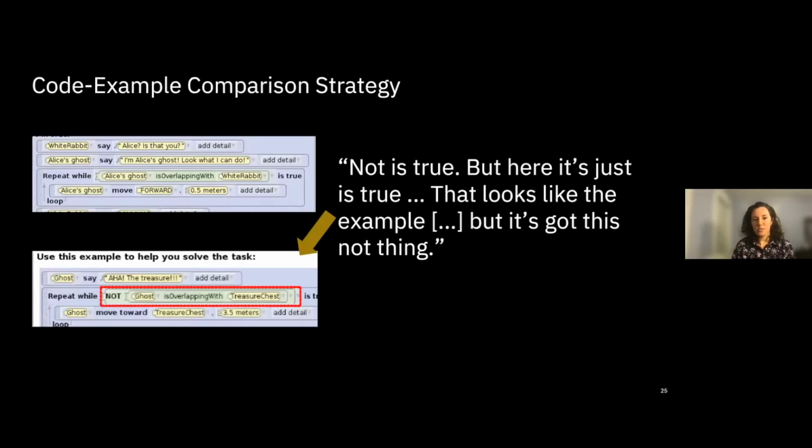And then finally, we noticed that participants who were successful often made comparisons between their own code and the example. One participant said, "Not is true, but here it's just is true. That looks like the example, but it's got this not thing." So this was their code and this was the example, and they were noticing that they had missed something, and there was something in the code that they could be using that might help to make their task correct.